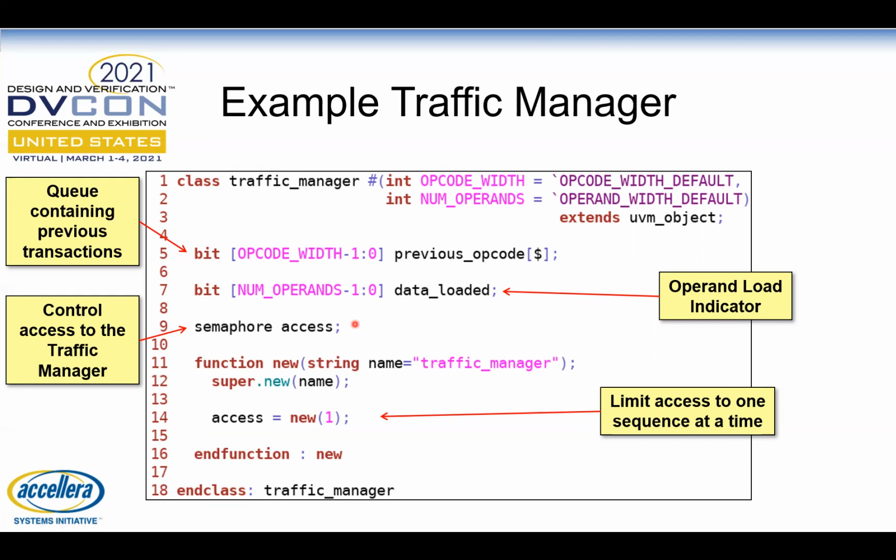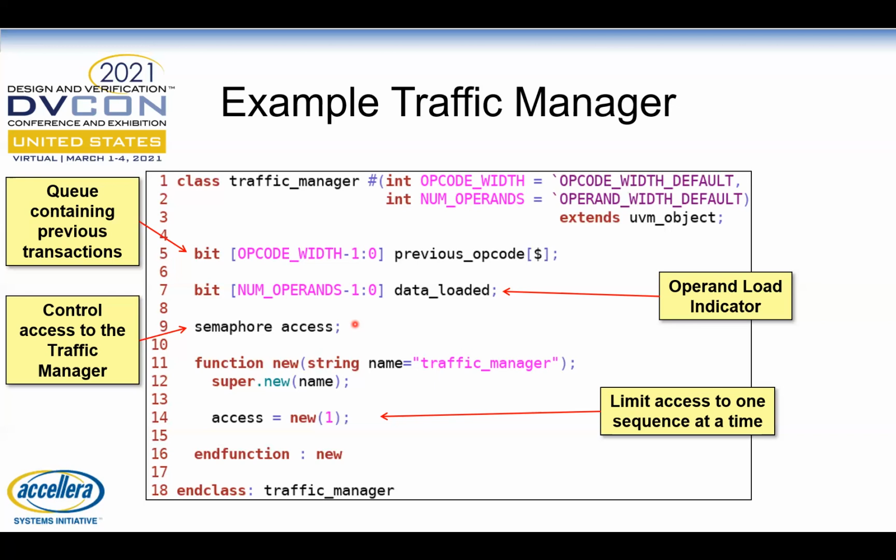Since multiple sequences are accessing the same instance of the traffic manager object, care must be taken to avoid using stale information. This can occur if two or more sequences were attempting to update the class members of the traffic manager simultaneously. To prevent sequence update collisions, an access semaphore with one key is instanced in the traffic manager. And this one semaphore is shared by the sequences through the traffic manager.